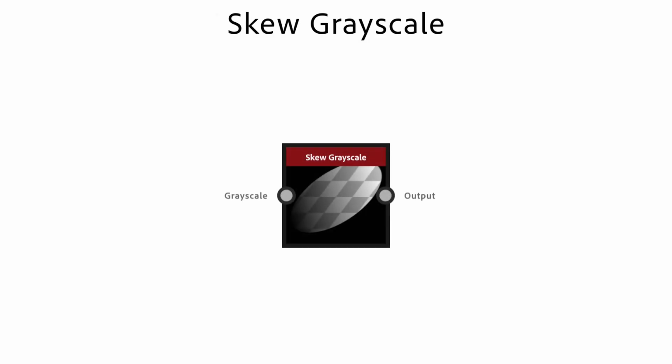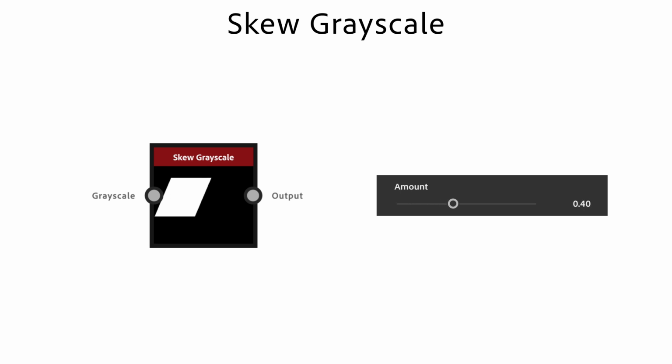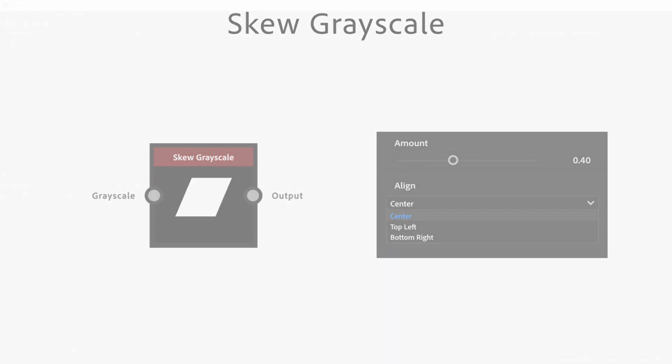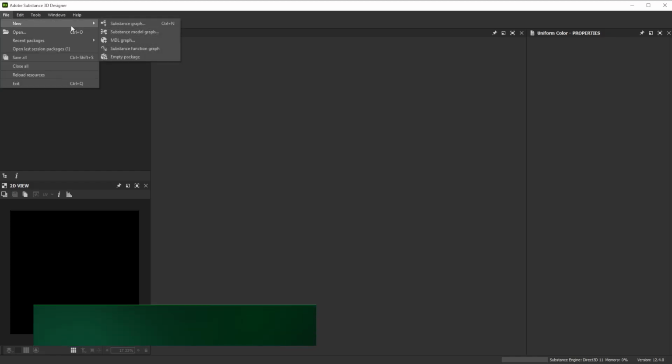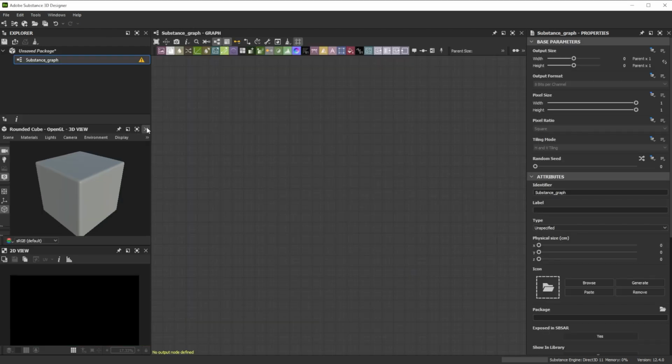The Skew node skews the input image. Amount is the strength of the skew effect. Center sets the origin point of the skew transformation. Let's build this basic setup together and learn how we make base weave patterns for baskets and more.